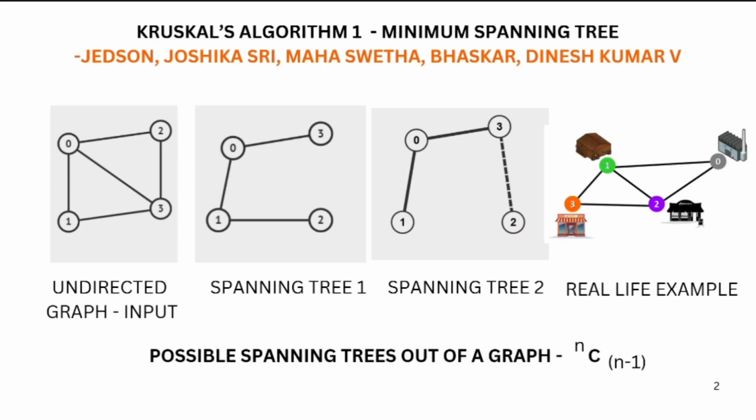The key idea here is to sort the edges by weight and progressively add them to the tree, but only if they don't form a cycle. This step-by-step approach ensures efficiency while maintaining the structure of the tree.